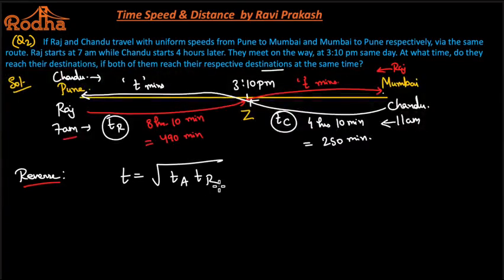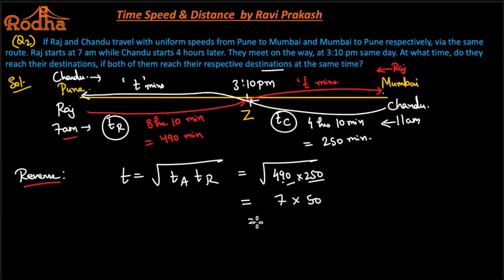Exactly the same formula we can use. Okay, so what is TA into TR, guys? It is 490 into 250. Okay, and you can just see how much this comes to. The square root of 490 is, 49's square root is 7, and then 10 into 25, 250, 2500, its square root is 50. That means 350 minutes. Okay, that means the value of t should be 350 minutes.